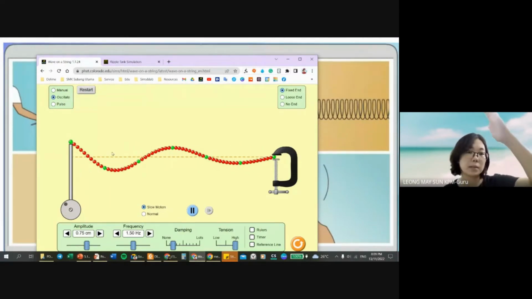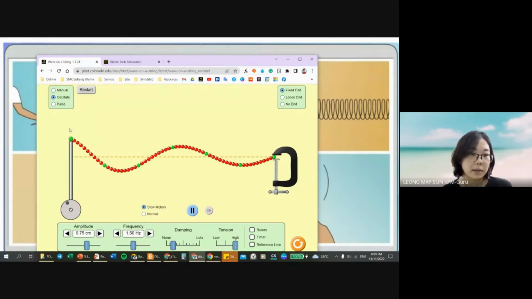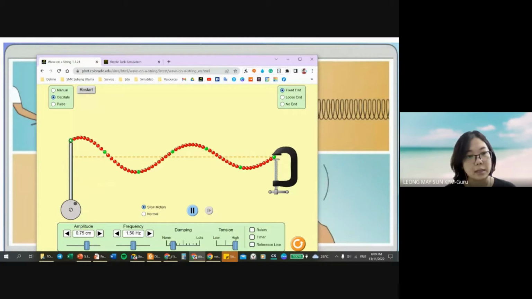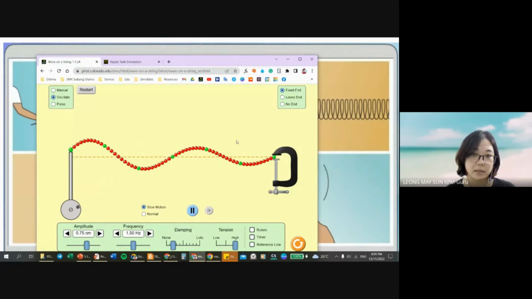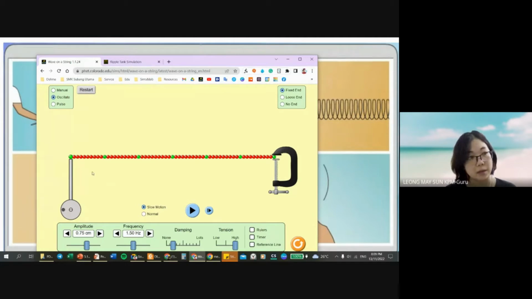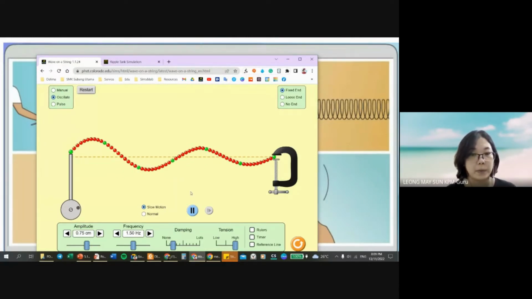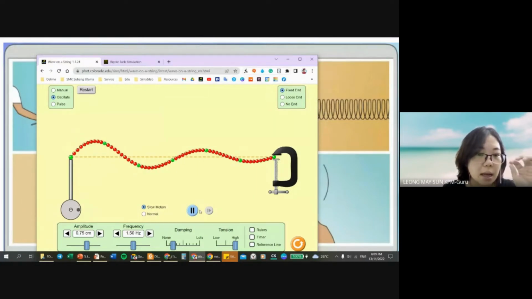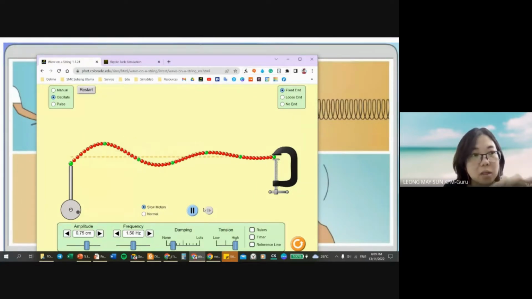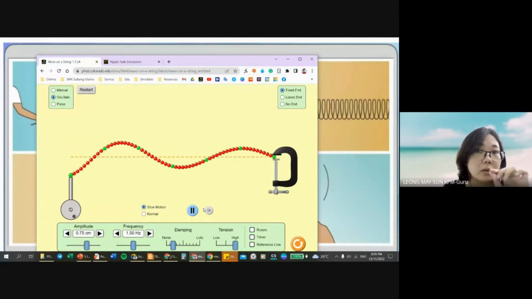It moves upwards and downwards, but the disturbance starts from this particular position, and the disturbance transfers to the rest of the particles. Again, the disturbance starts from the left side and moves to the other end. So this is an example of a wave. A wave is caused by a disturbance, or to be more precise, it is caused by a vibration.